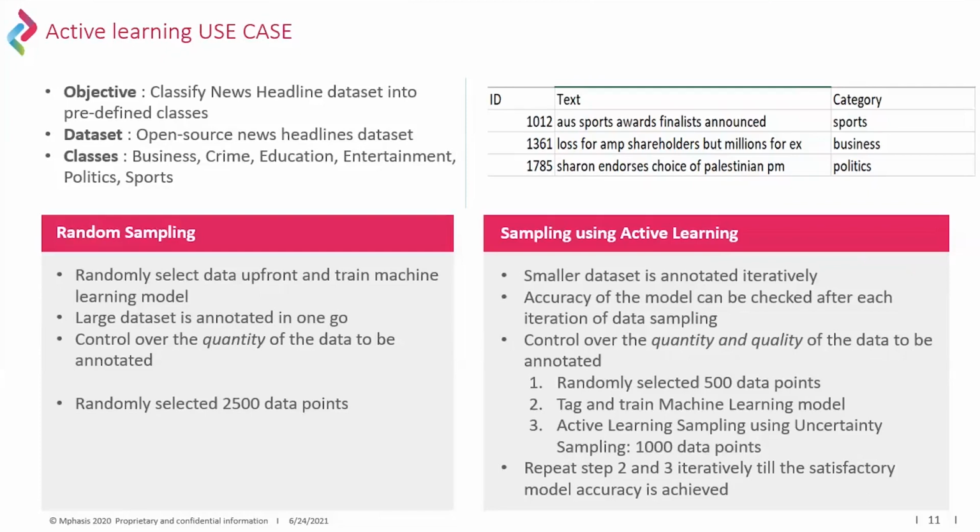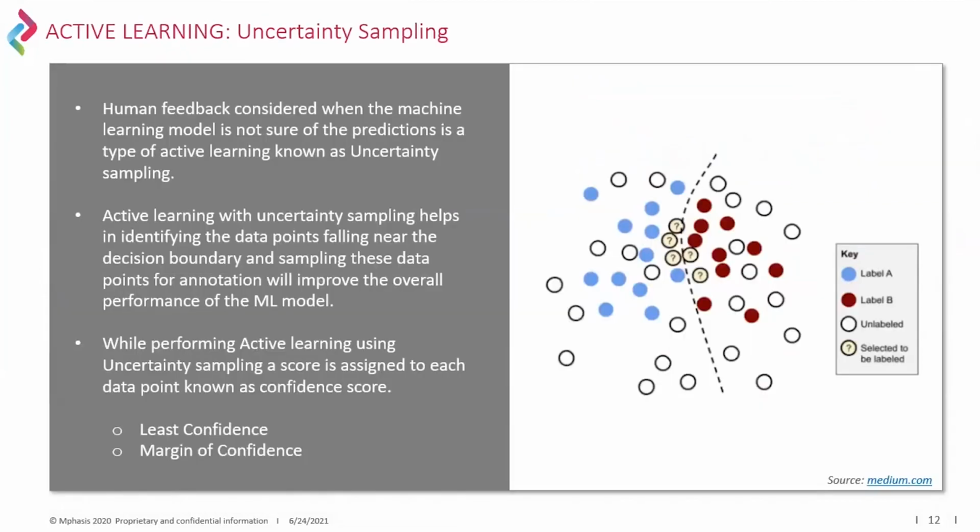Now, having this use case as an example, I'll be talking about the methods or algorithms used for active learning strategies. The first and the most famous active learning strategy is active learning using uncertainty sampling.